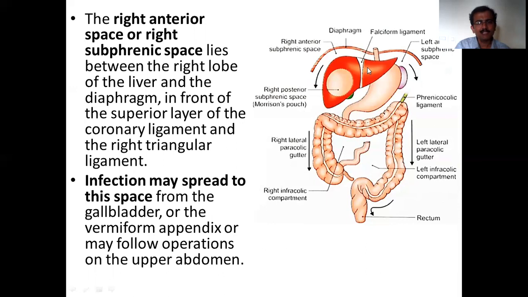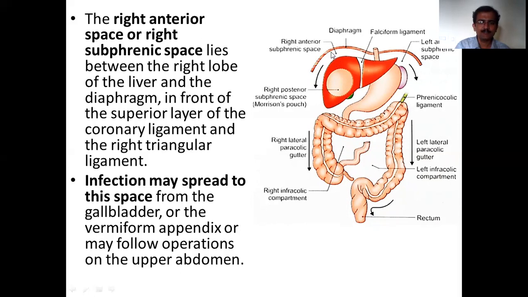Then the right anterior space, or right subphrenic space here, lies between the right lobe of the liver and the diaphragm. Especially, it lies in front of the right superior coronary ligament and right triangular ligament here. So the right anterior subphrenic space lies in front of the right triangular ligament and superior coronary ligament, between the liver and the diaphragm on the right side, that is, between the right lobe of the liver and the diaphragm.